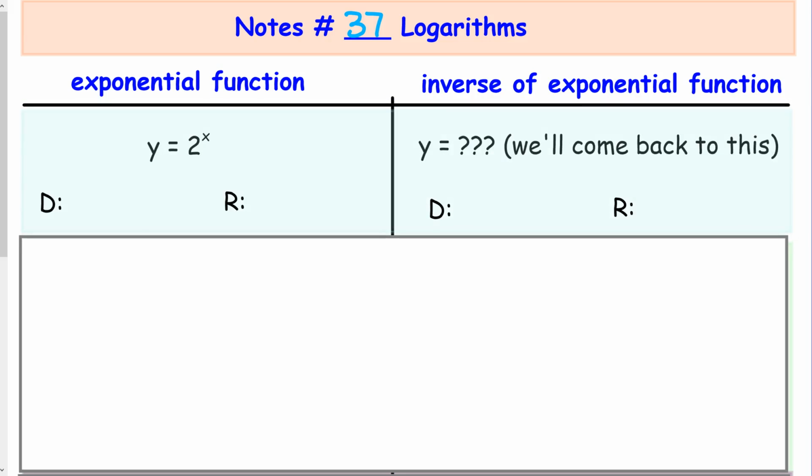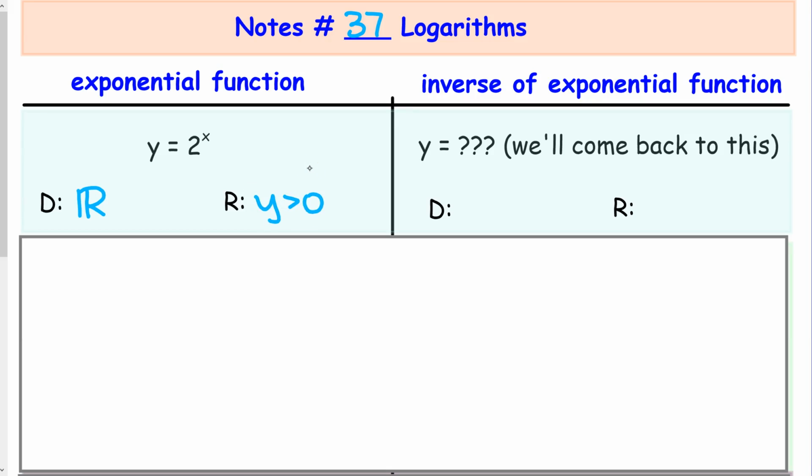So let's take this simple one, the exponential function y equals 2 to the x power. The domain of that function would be all real numbers, because you can take 2 and raise it to any real number power. And the output that you get is always going to be a positive number. So the range is y is greater than 0.